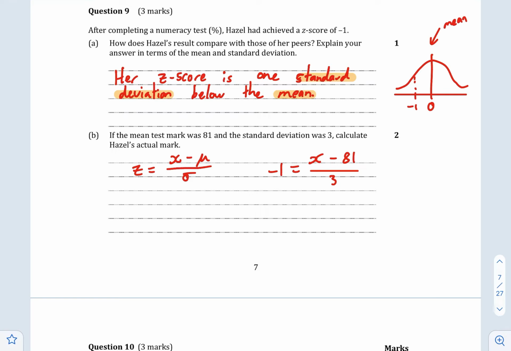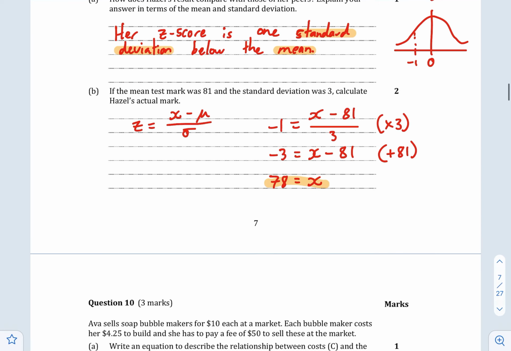Now I can solve to find what x is. First of all, I'm going to multiply both sides by 3 to get negative 3 is equal to x minus 81. And I'm going to add 81 to both sides to get, what's 81 minus 3? 78. So that is the score. So I might give that a highlight to say that that's my answer.